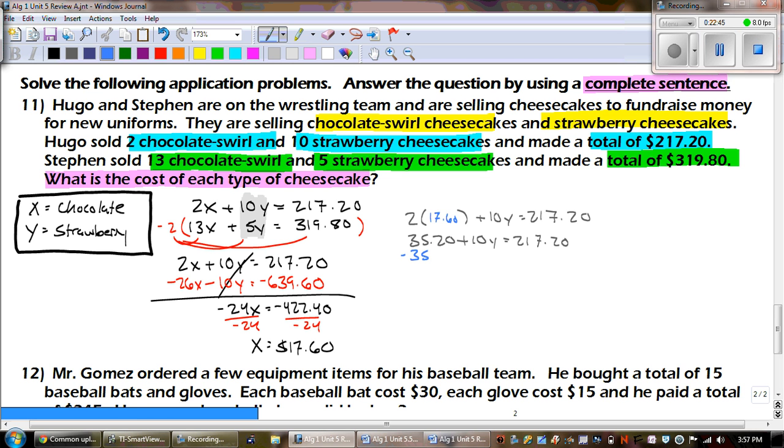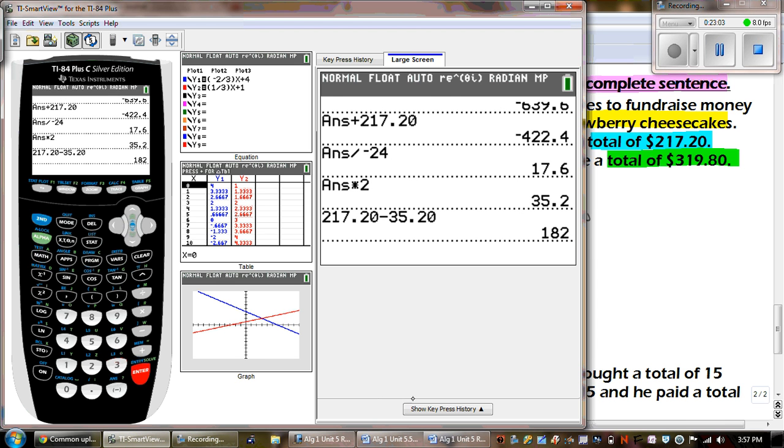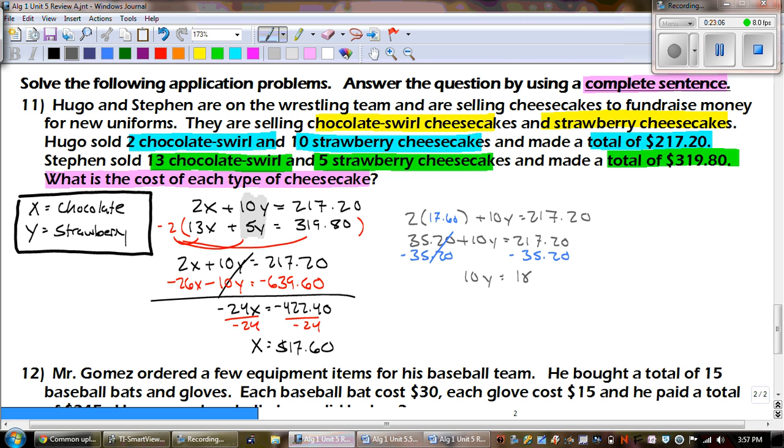So to solve, we're going to subtract the $35.20. We're left with y equaling, well, 217.20 minus 35.20, and we get 182. And then the last step is to divide by 10. And we get that y equals, once again, we're talking about money, $18.20.